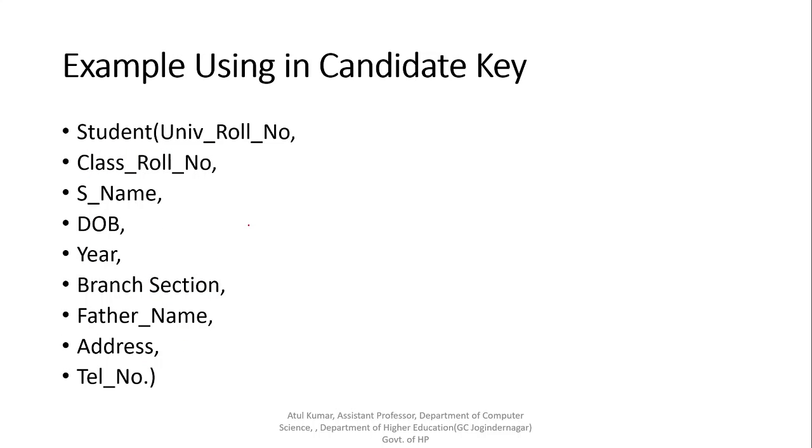Before going into detail, I will discuss the example I have taken to explain all the keys. I have explained candidate key with the help of this example. The example I have taken is a relation of a student. It has attributes: university roll number, class roll number, student name, date of birth, year, branch section, father name, address and telephone number.